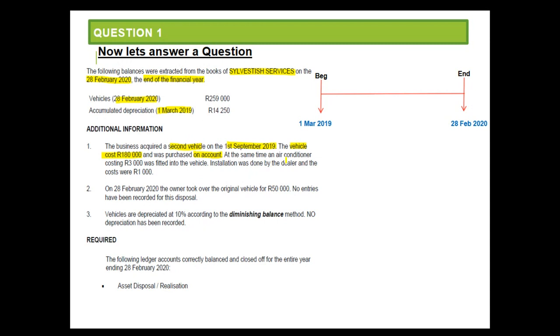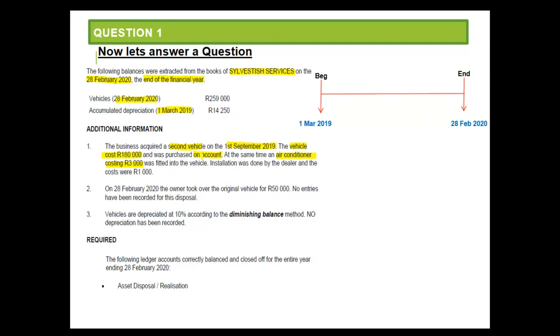At the same time, an air conditioner costing 3,000 was fitted in. Can you see now? So you need to check if this particular amount will be capitalized. So this is not a repair. This is an improvement to the asset. Remember, if we've got an improvement to the asset, in other words, it will increase the earning capacity of this particular asset. So it means this amount of 3,000 will be capitalized.